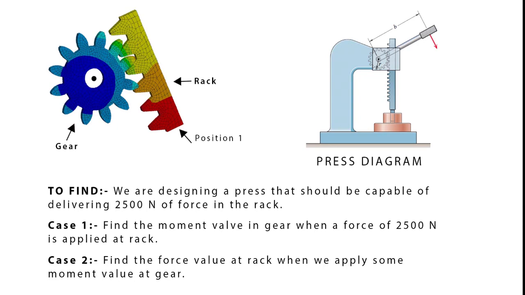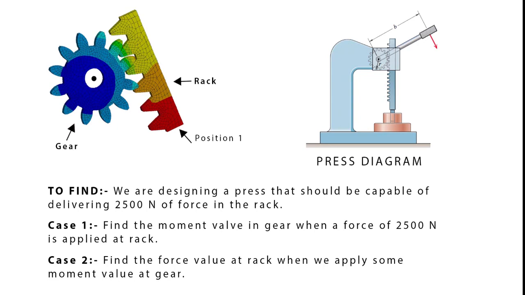So coming to this particular problem, here we have a rack as well as a gear. What we are going to do is take this as a plane stress problem and solve it. The main aim of the problem is that we are designing a press that you can see in the diagram. The press should be capable of delivering a 2500 Newton force at position 1 of the rack.